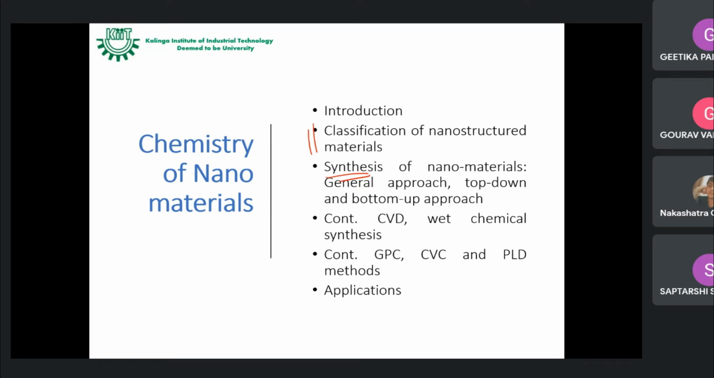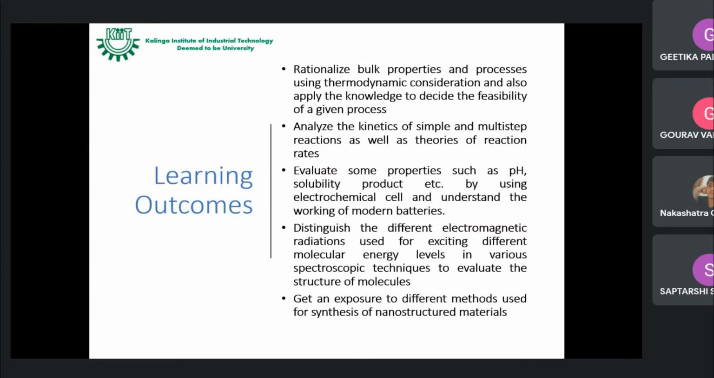The fundamental methods or the basic methods available, though we cannot go to all the aspects or all the pros and cons of the different methods, but still we have tried to give you an exposure to at least 2-3 important methods for synthesizing the nanomaterials. So that is the whole syllabus and learning outcomes.